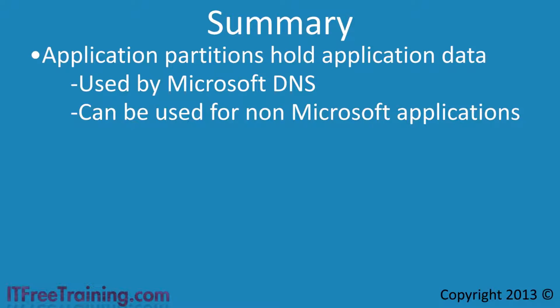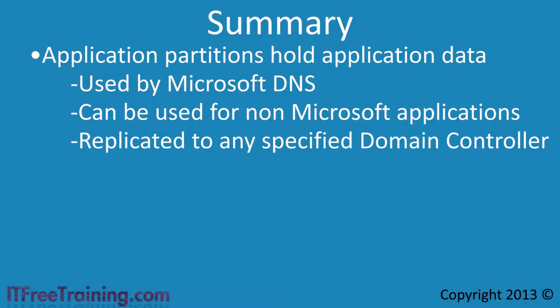Unlike the other partitions, once you create a custom application partition, you can decide which domain controllers the data stored in this application partition will be replicated to. This can be from one domain controller, that is, no replication performed, to all domain controllers, to anywhere in between. The domain controllers you choose can be any domain controllers in the forest. You are not limited to only choosing domain controllers in the same domain.